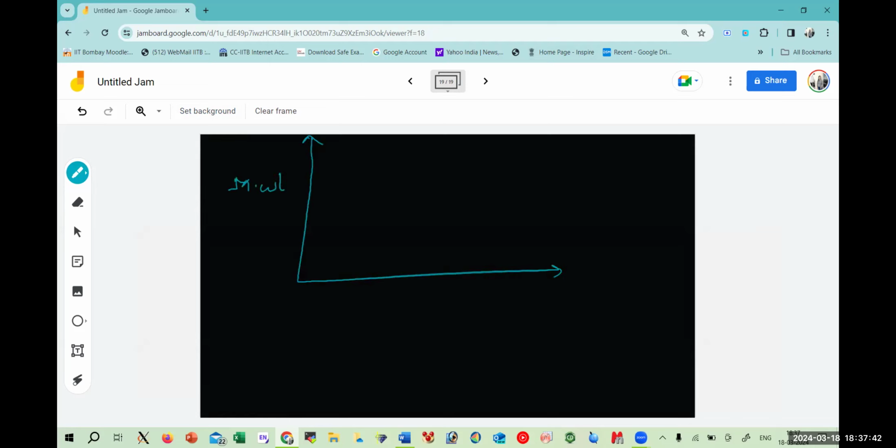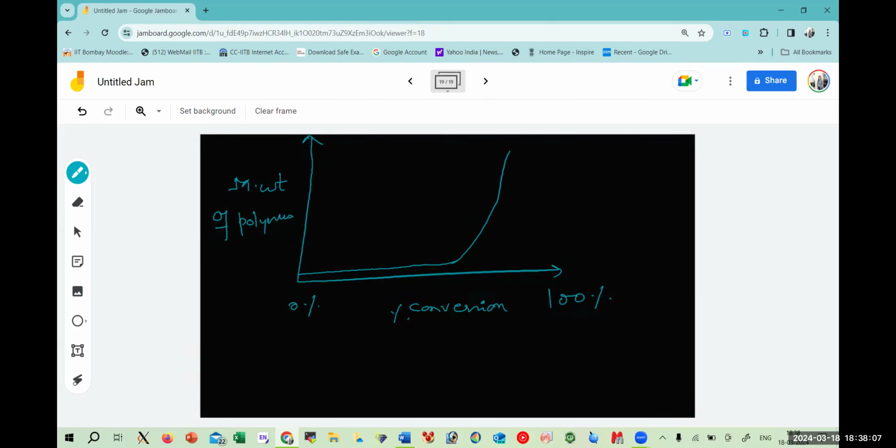So the molecular weight of the polymers, how it behaves from the 0 to 100% conversion rate, percentage conversion. Since it's a stepwise step growth, it would be constant at a certain point, and at a certain rate, it would shoot up the molecular weight, because there we can have a combination of two big number chains. So this is the percentage conversion and the molecular weight plot for step growth.